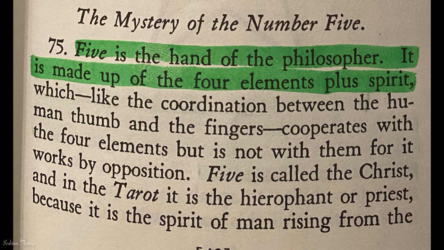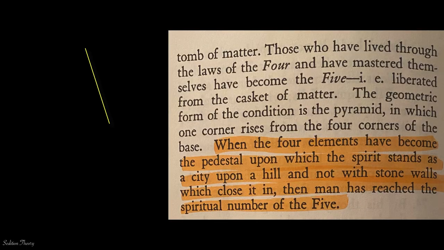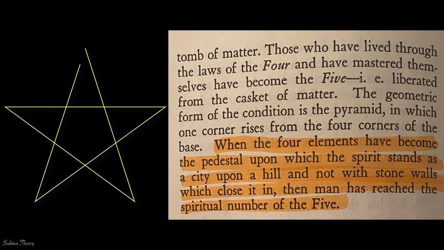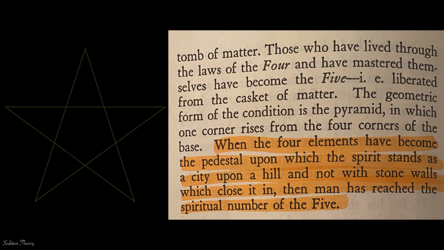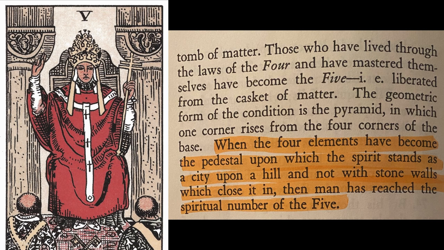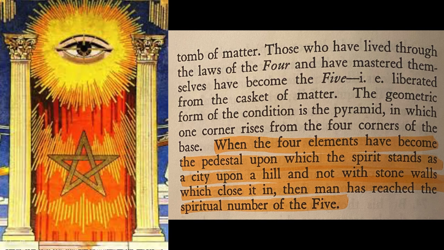Five is the hand of the philosopher. It is made up of the four elements plus spirit, which is like the coordination between the human thumb and the fingers. It cooperates with the four elements but is not with them, for it works by opposition. Five is called the Christ, and in the tarot is the Hierophant or the priest, because it is the spirit of man rising from the tomb of matter.